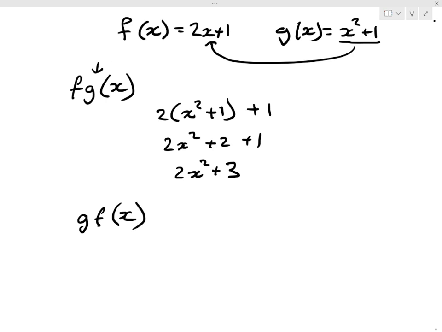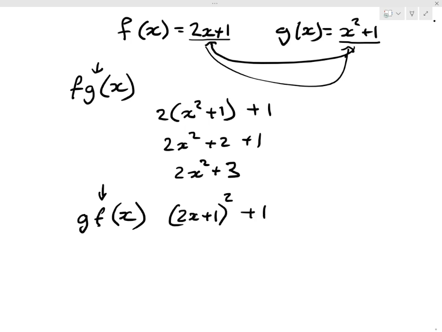And this time we would put the f into the g. So we're doing it again from the inside out. So we're going to write the g with the f inside. So this is going to be 2x plus 1. There's the f bit. Going to put it inside the g bit, and then the 1 at the end.